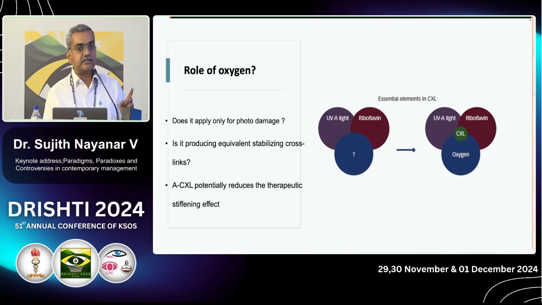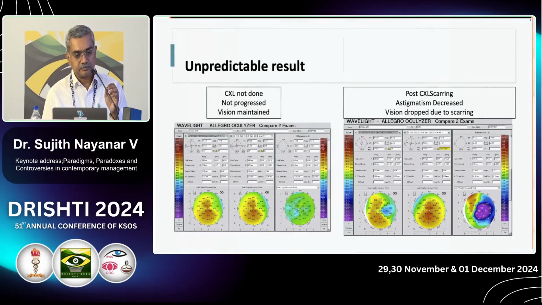The difference here is the availability of oxygen, which was clearly demonstrated and mentioned in Dr. Anita's previous talk. All these accelerated modalities, accelerated protocols, have less oxygen availability because the time exposed is less, up to 9 or 10 minutes or whatever it is. Sometimes we get unpredictable results like this.